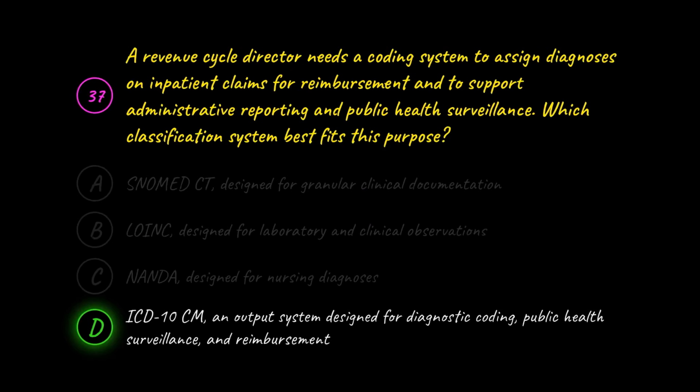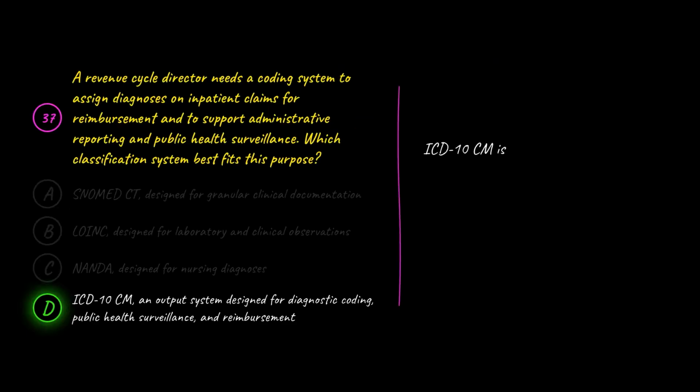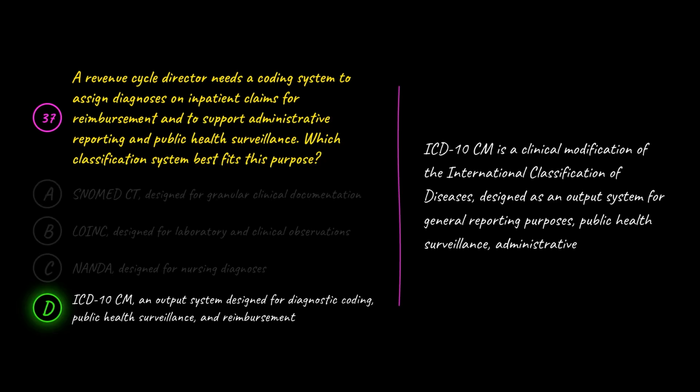The correct answer is D. ICD-10-CM, an output system designed for diagnostic coding, public health surveillance, and reimbursement. D is correct because ICD-10-CM is a clinical modification of the International Classification of Diseases, designed as an output system for general reporting purposes, public health surveillance, administrative performance monitoring, and reimbursement of healthcare services.